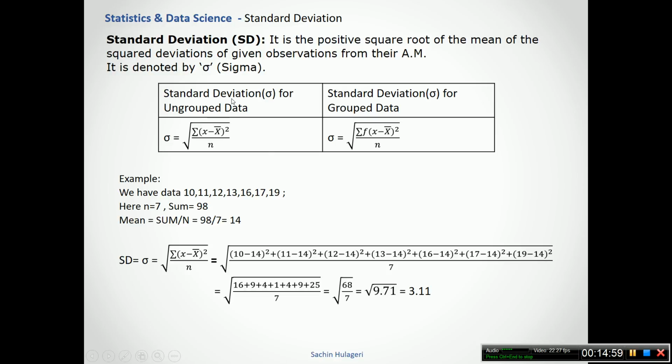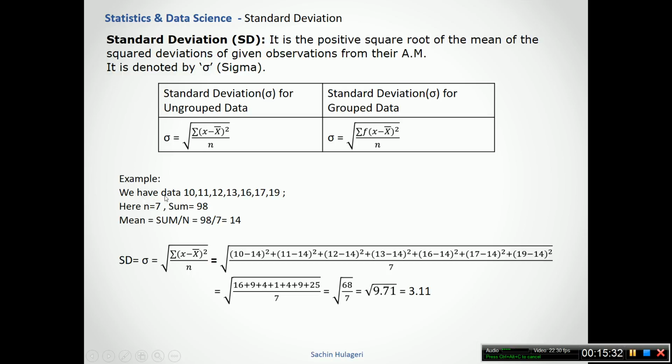Then we can calculate the standard deviation for ungrouped and grouped data. When we take grouped data, we use the frequency, the number of times the data occurred. That is the only difference here. Here x represents the actual value, x bar represents the average value, which is nothing but the mean, and n is the number of observations. We take the positive value of the square root. When we do a square root, we always get plus or minus, but we take the positive value.